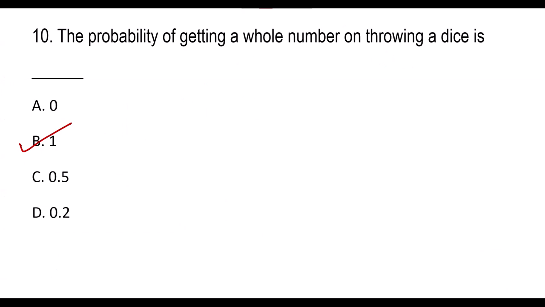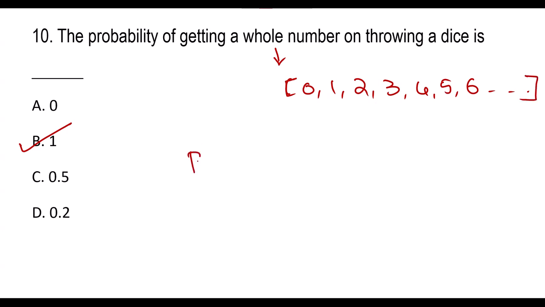Some people will think too much deeper, sir. Whole numbers means 0 onwards: 0, 1, 2, 3, 4, 5, 6, up to infinity. 1, 2, 3, 4, 5, 6 are a part of the whole numbers, definitely. Whatever numbers you are observing all come under whole numbers only. The numbers shown on a dice are all whole numbers, so the probability is nothing but 1. Probability of getting a whole number when a dice is thrown is 1.